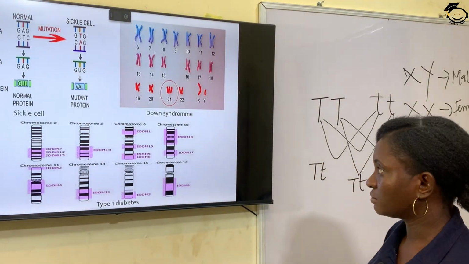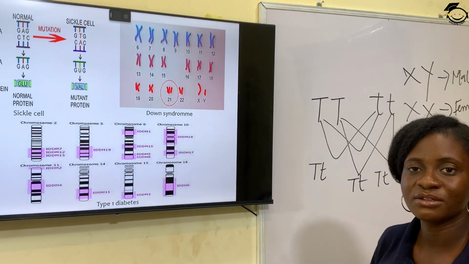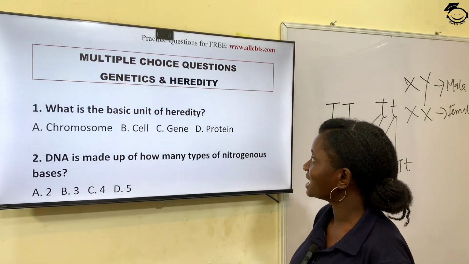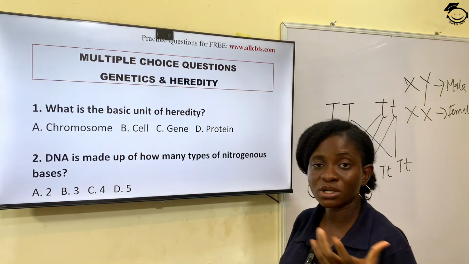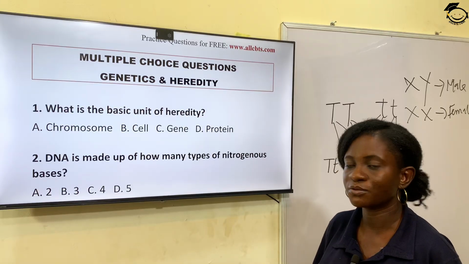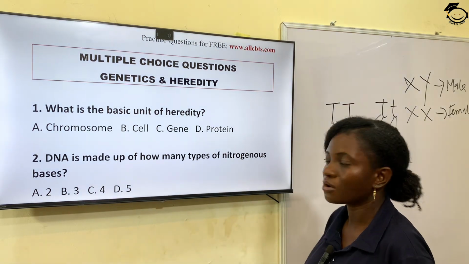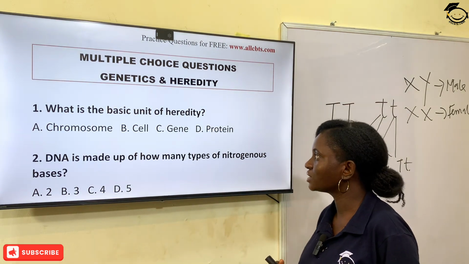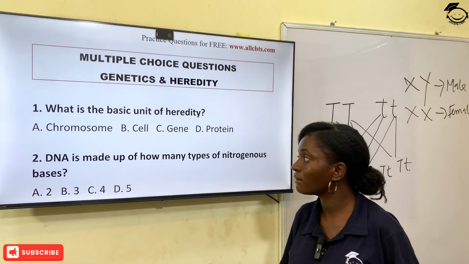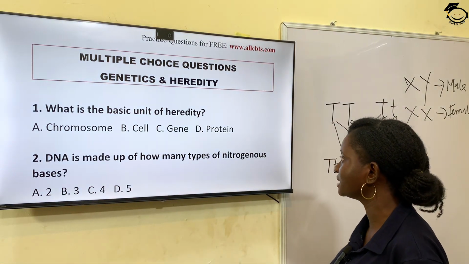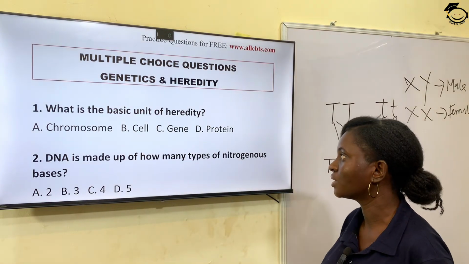So we'll be taking a look at some past questions just to deepen our understanding. So let's see if we can answer them together. Hello students, let's take a look at these questions. These questions are just from what we had in the lecture, just to see if we understood what the brief lecture was all about. So what is the basic unit of heredity? Is it chromosome, option A; option B, cell; option C, gene; and option D, protein. The basic unit of heredity, as discussed in the lecture, is gene.